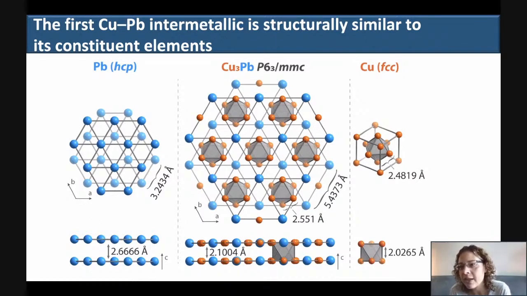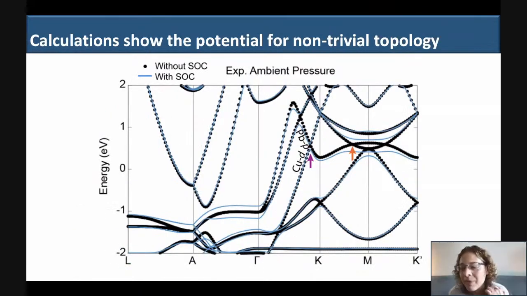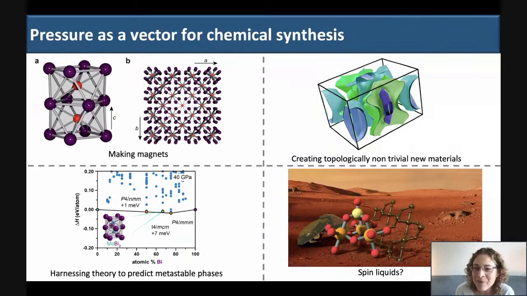And one reason we believe that the structure has this form is that the electronegativities of copper and lead are almost identical. And we think that there's very little electron transfer between the two. So lead still contributes this gigantic amount of spin orbit coupling. And indeed, calculations by our collaborator, James Rondinelli, demonstrate that we observe these potential band crossings that could be indicative of topologically non-trivial behavior. And so this is something that we're really excited about and definitely interested in pursuing further.